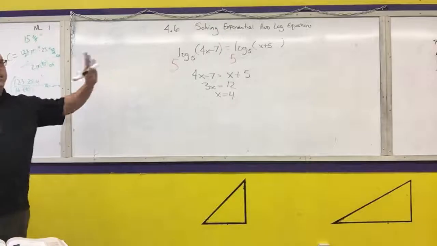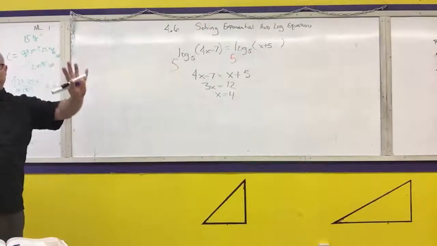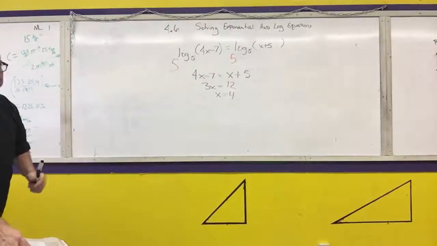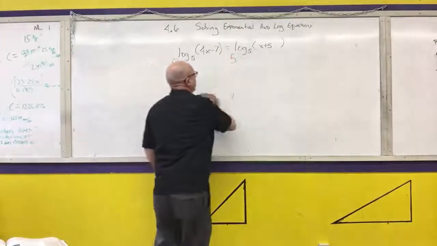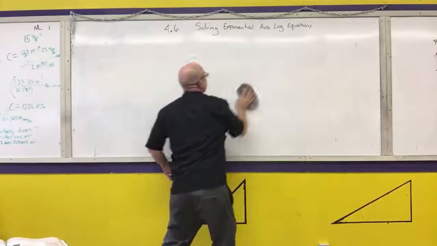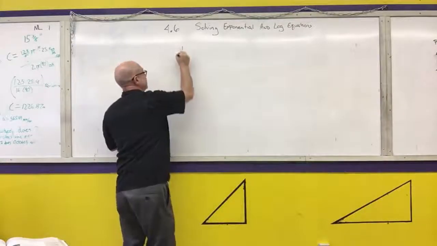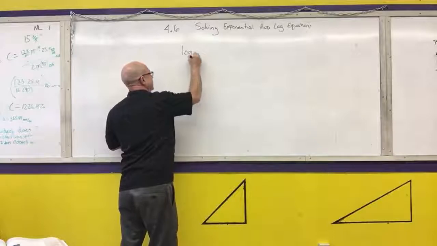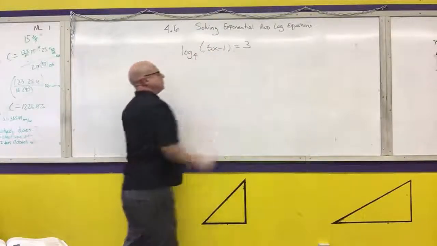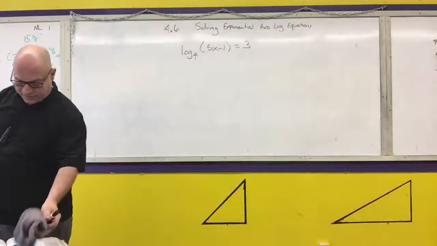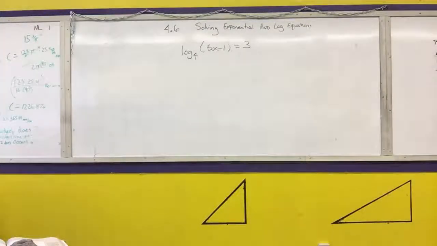Any questions on if I got the same base on both sides? Now let's do one where I just have a single base. I'm going to do log base 4 of 5x minus 1 equals 3. So based off of what we really did to get rid of the logarithm last time, what am I going to do to both sides here?